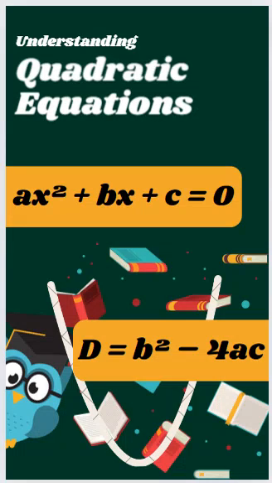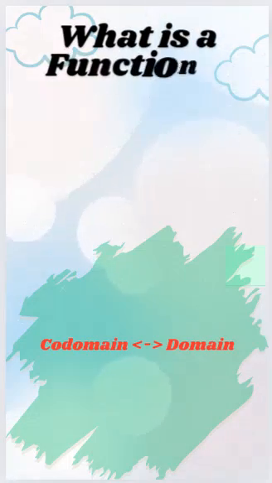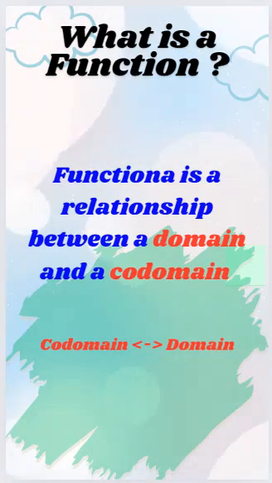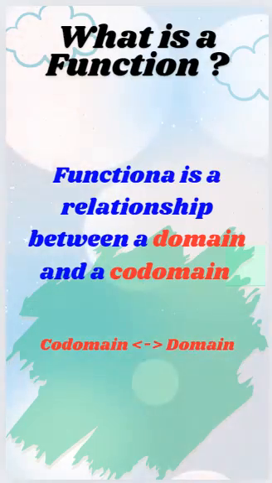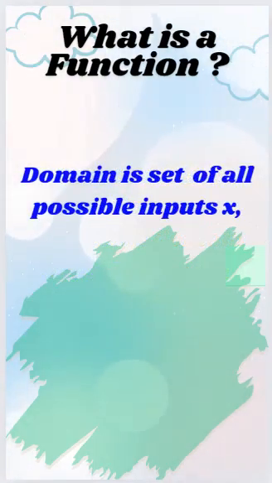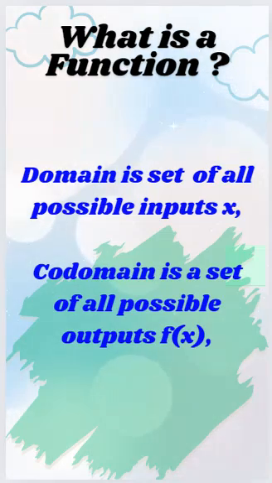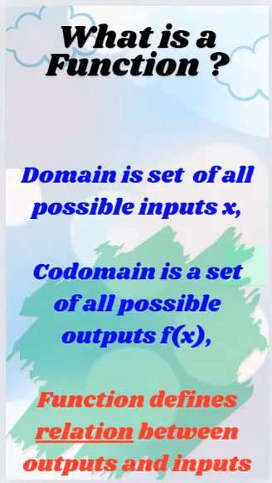We come across many times a term called function. What is a function? A function can be defined as a relationship between two sets. These two sets are called domain and codomain. Domain contains a set of all possible values of x, and codomain contains a set of all possible outputs. A function defines a relationship between outputs and inputs.